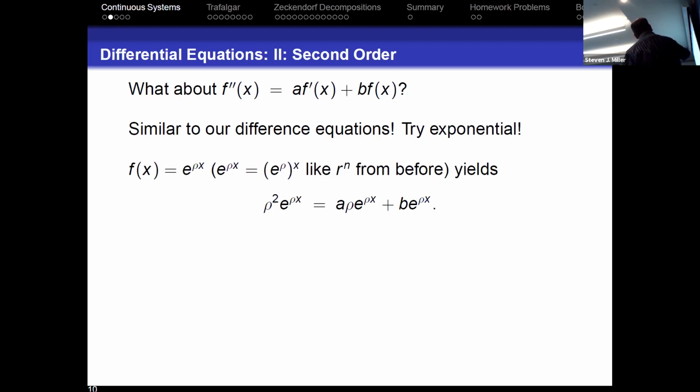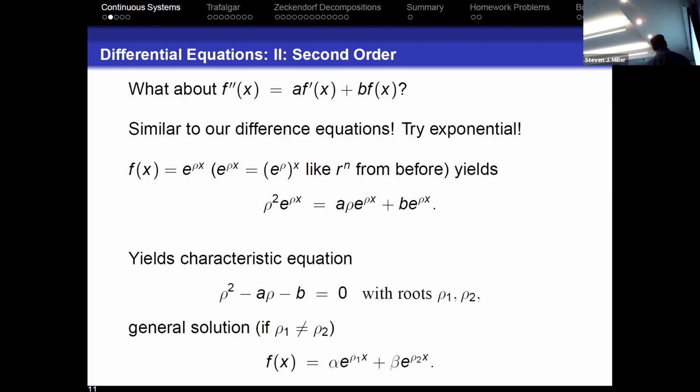If you look at it, the e to the rho x, I can write that as e to the rho raised to the x. So e to the rho is functioning like the r that we had in the Fibonaccis before. And so we get a characteristic equation very similar to the Fibonaccis. We get rho squared minus a rho minus b equals 0. It's got roots rho 1 and rho 2. So the general solution is going to be some number alpha e to the rho 1 x plus beta e to the rho 2 x.